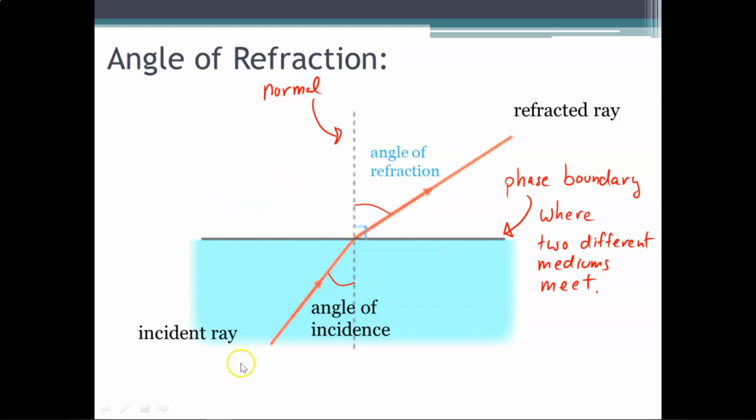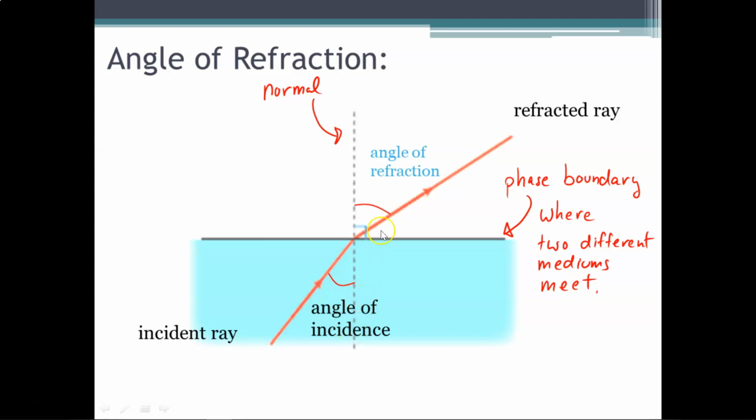The light coming from the object is still called the incident ray. But instead of reflecting backwards like it would if this was a mirror, it refracts. So we call this a refracted ray. We still measure the angle of incidence from the incident ray to the normal. So don't do it from the phase boundary to the incident ray. It's always measured from the incident ray to the normal.